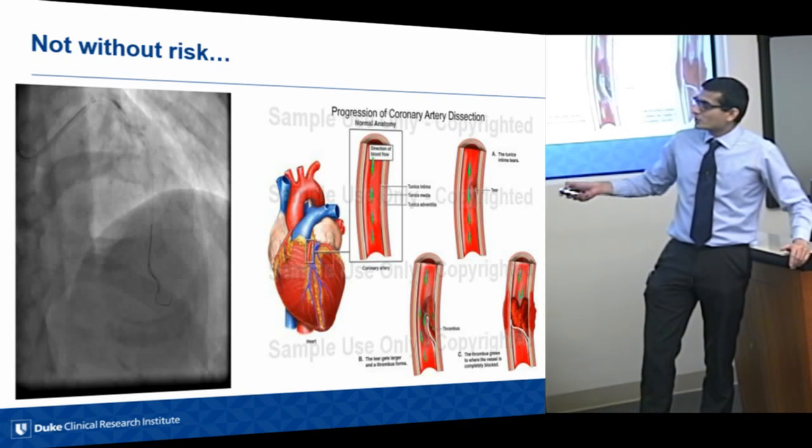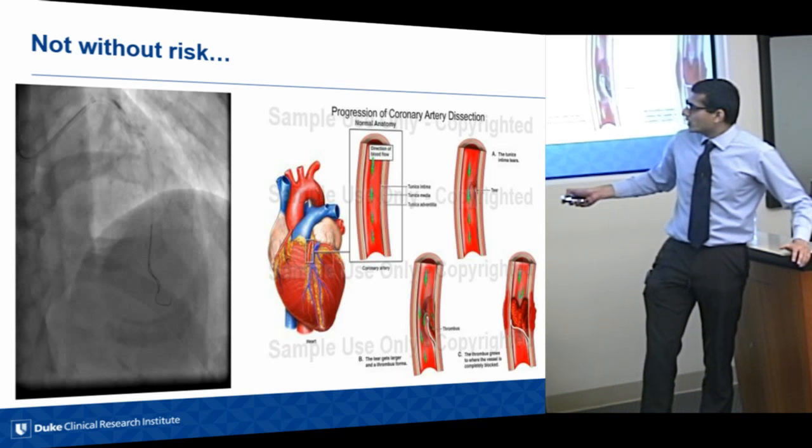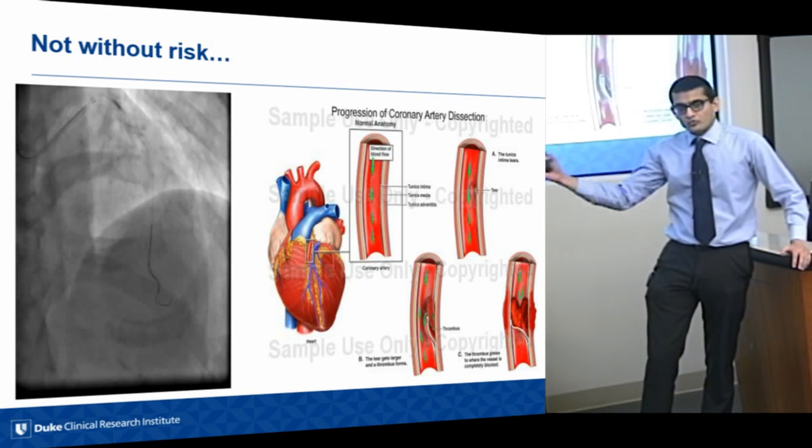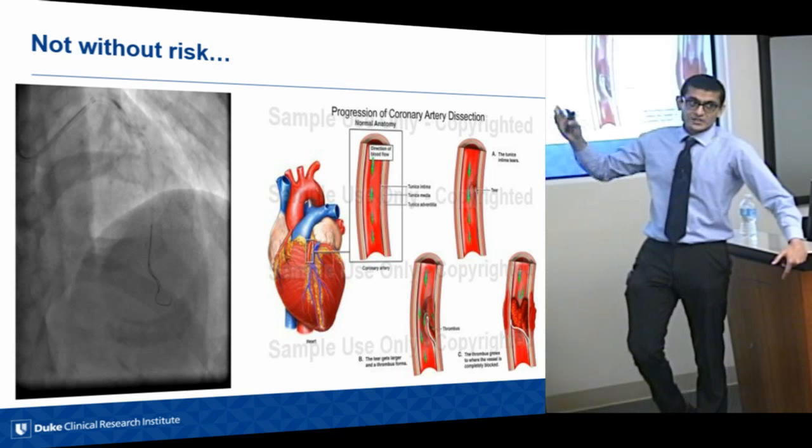So essentially that's what happened here. A tear up here propagated all the way down here. Fortunately, the equipment was still in the right place. We could get a balloon through, and balloon up here essentially moves the flap over to the other side and then stent against it. And that usually reestablishes flow.